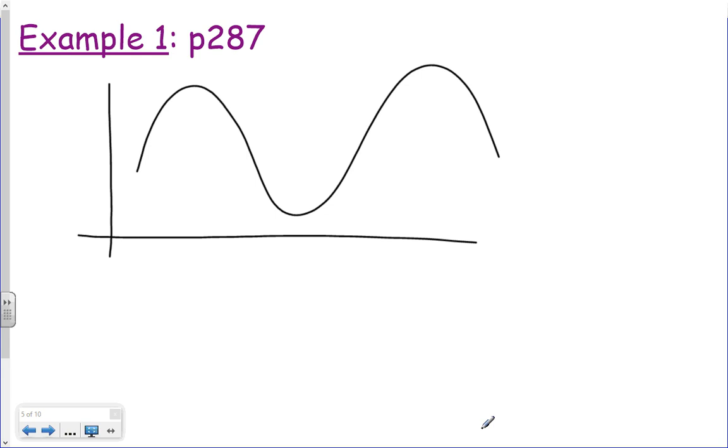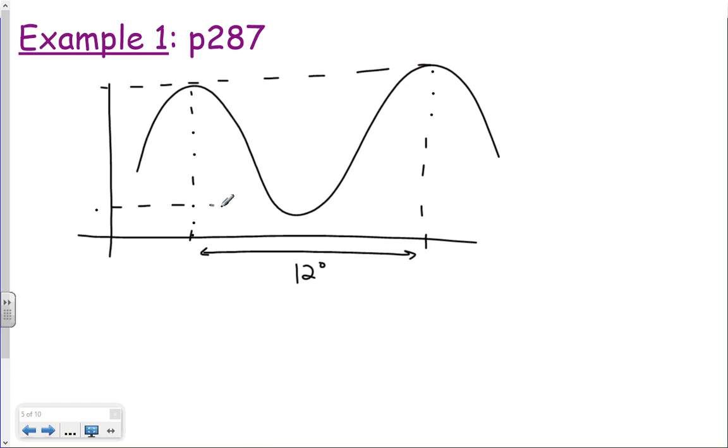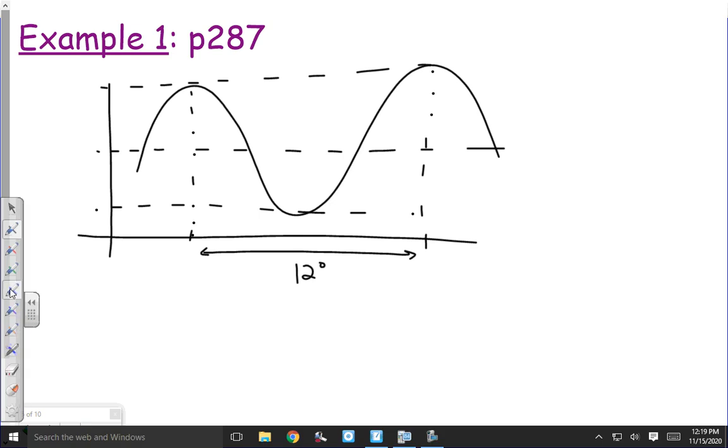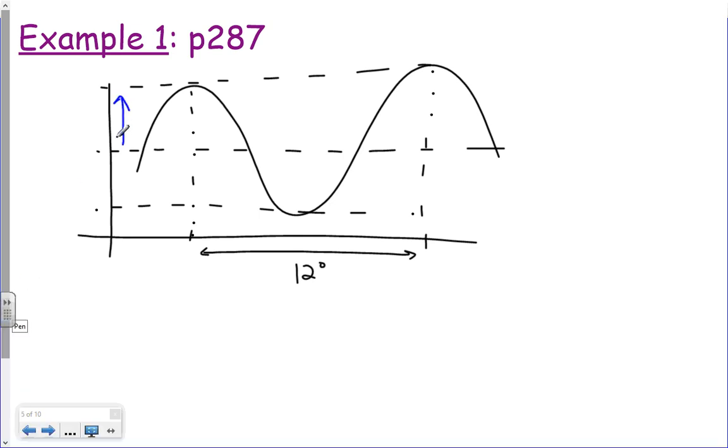So they tell you that it has a period of 12 degrees per cycle. So that's the distance between these high points. So this distance right here is 12 degrees per cycle. The amplitude, they tell us, is 7 units. So if I draw in my upper bound, and my lower bound, and my sinusoidal axis that goes right down the middle of it, they're telling me that this distance right here is 7 units.